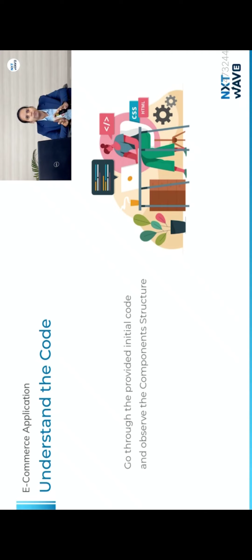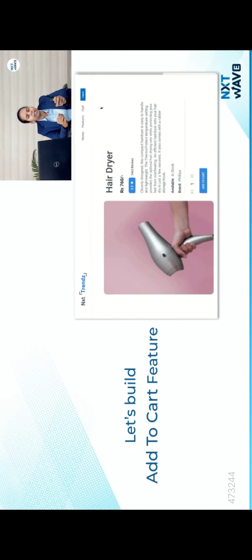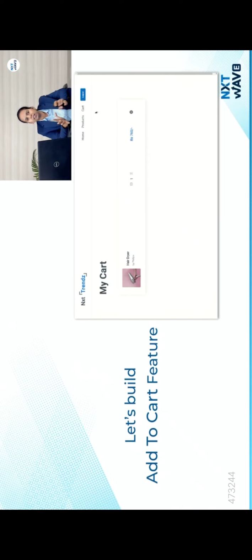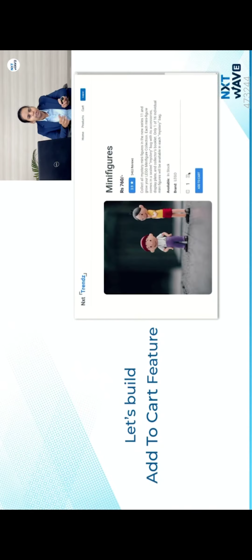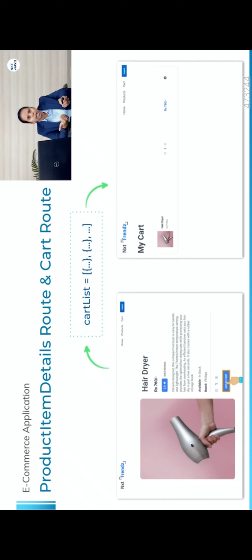So I hope you have gone through the initial code. Now let's proceed further and start building the add to cart feature. So we got an understanding about this add to cart feature, so let's start building it. In the product item details route, we have the add to cart button, and when the user clicks on this button, the corresponding product has to be added to a cart list. And then in the cart route, we have to display the cart items based on the cart list. So this is what we have to do, okay?